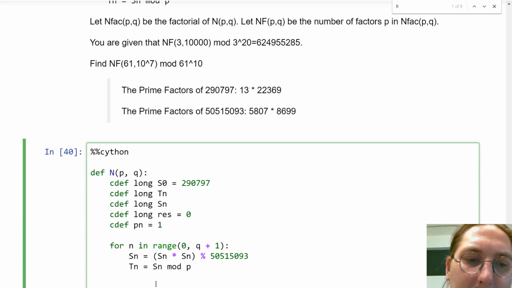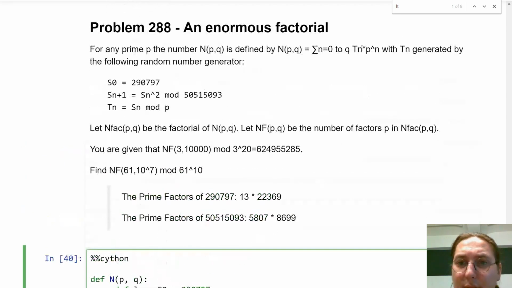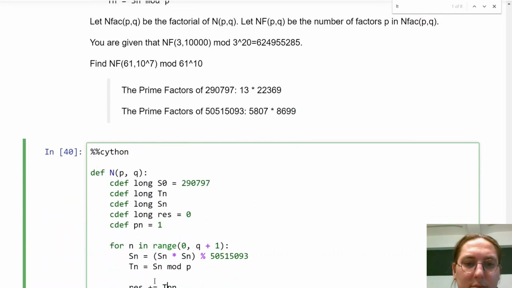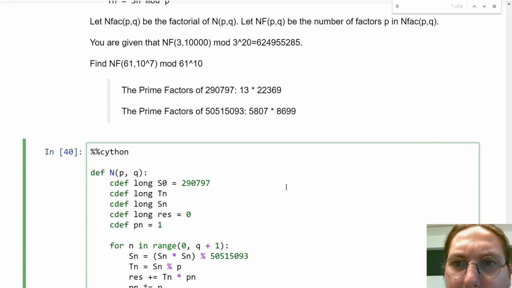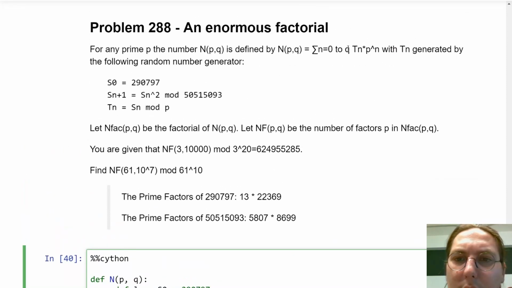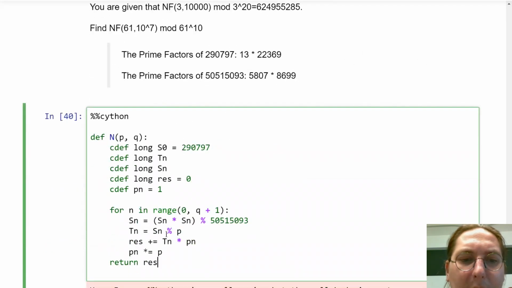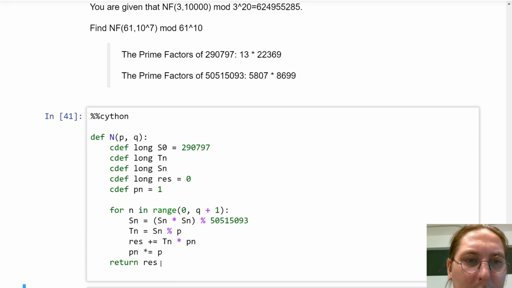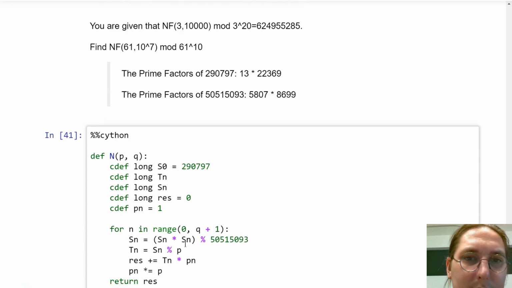I hope so. And now result plus equals pn, and this is times tn. Is that it? And I suppose I have to actually do this, tn is as in. And then I just return res. But you see what the result is. I haven't done anything yet. I just compiled. At least it compiled.